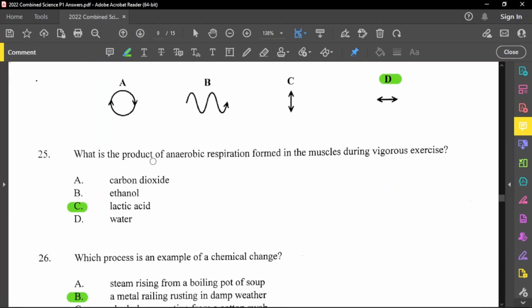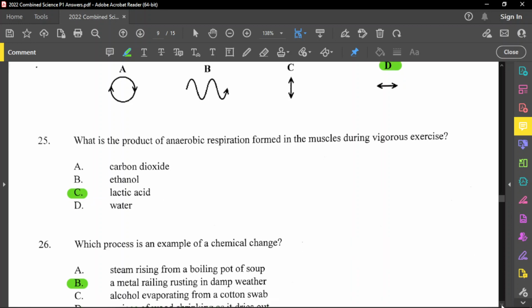Question number 25, and we are midway in this review. It said, what is the product of anaerobic respiration formed in the muscle during vigorous exercise? And the anaerobic respiration there is lactic acid fermentation. So what we're going to produce is lactic acid, and that is the substance that causes cramping or burning of the muscles if you undergo vigorous exercise. All right, so lactic acid is the correct answer. That one I think is straightforward.